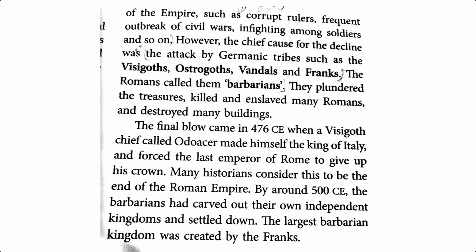And finally, end of Roman came when a Visigoth chief called Odoacer made himself the king of Italy and forced the last emperor of Rome to give up on his throne. And due to this, historians consider that this is the end of Roman empires. And around 500 century, the barbarians created their own kingdom and settled down. And among them, largest kingdom was created by the Franks.